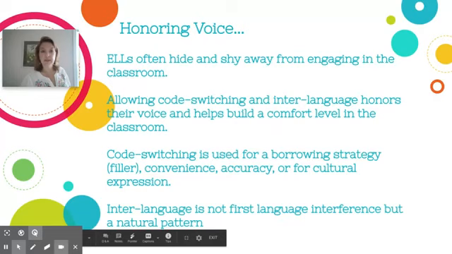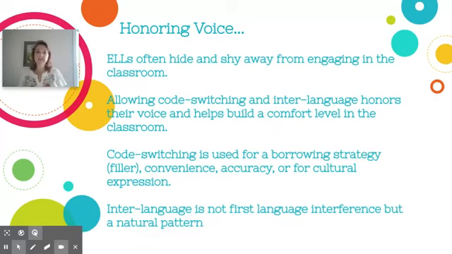ELLs, think about them in the back of the room. They hide, they shy away from engaging in the classroom unless it's full of the people like themselves. Allow code switching and interlanguage honors their voice and helps them build a comfort level in your class. Code switching is used for a borrowing strategy. It's a filler, convenience and accuracy, and for cultural expression.